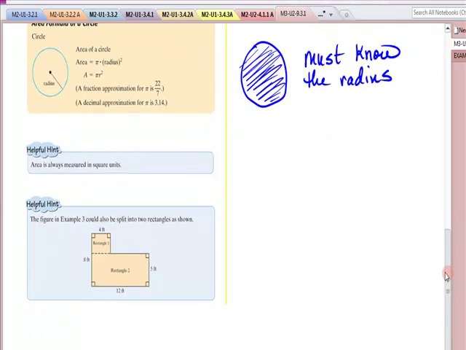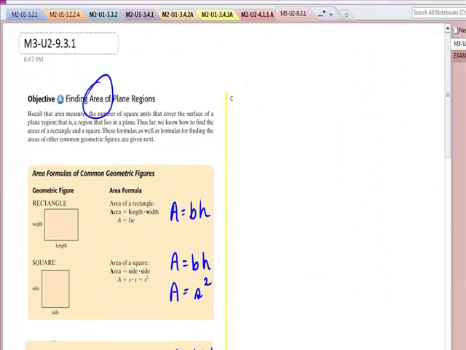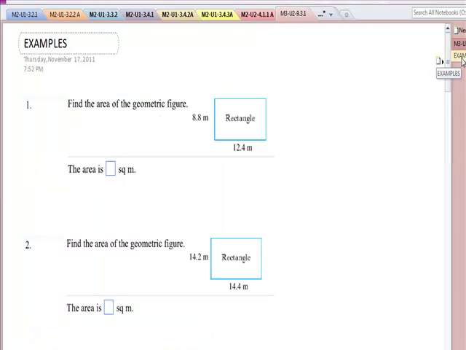There will be at least one question at the end where we will take an irregular shape and cut it into two familiar shapes, find their areas and combine them. A little hint or a little reminder, area is always measured in square units. All right, let's use all these formulas to find the areas of some problems.